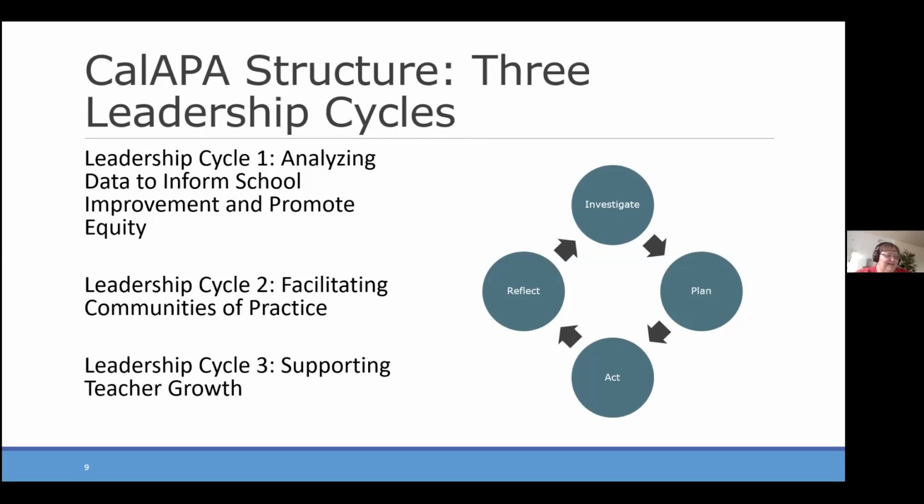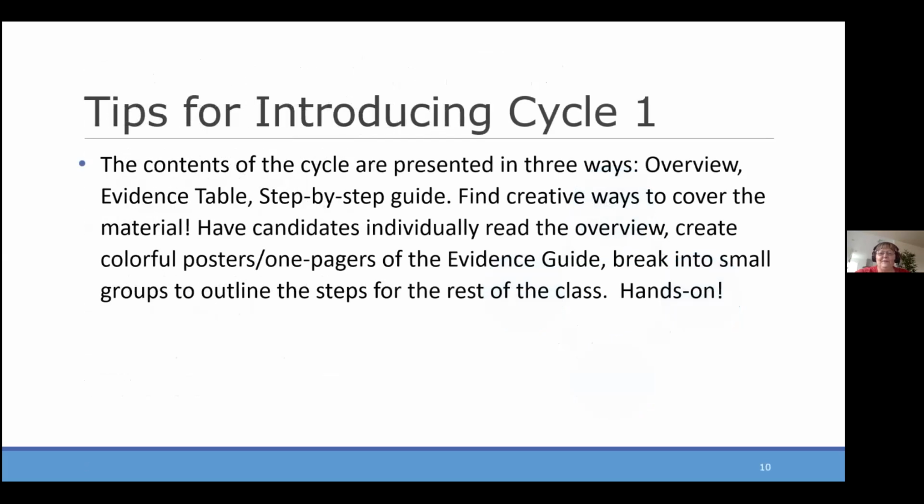So moving on to the next slide, we wanted to give you some tips about introducing cycle 1. We like to say, train a child in the way they should go. It's also true for candidates, that the contents of the cycle are presented in the assessment guide that Lori just showed you the pathway to obtain. And these 3 ways are very different for our very different purposes. The overview gives you the 10,000-foot level. And then following the overview is an evidence table that lays out the entire process in table format.